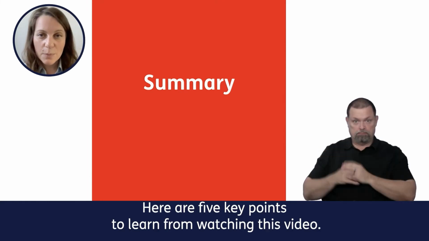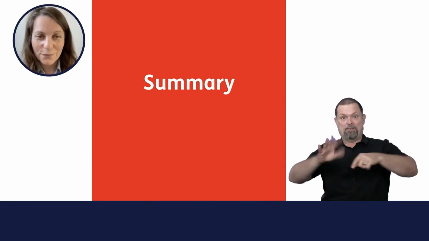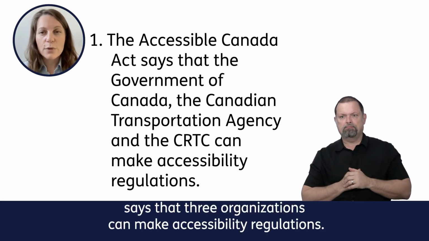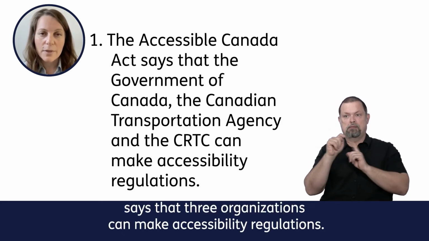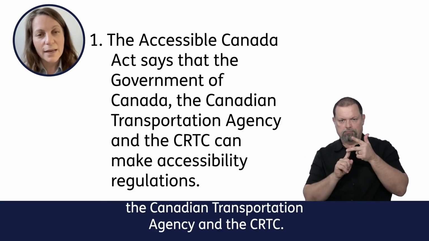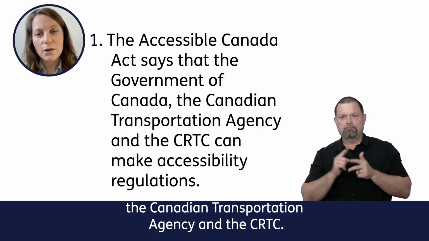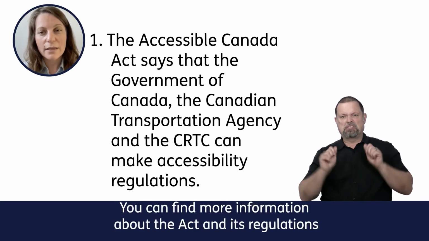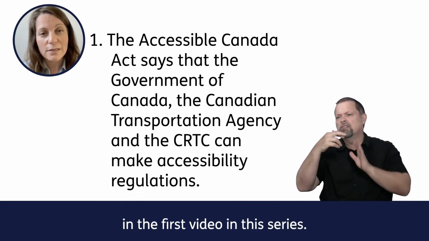Here are 5 key points to learn from watching this video. First, the Accessible Canada Act says that 3 organizations can make accessibility regulations. These are the Government of Canada, the Canadian Transportation Agency, and the CRTC. You can find more information about the Act and its regulations in the first video in this series.